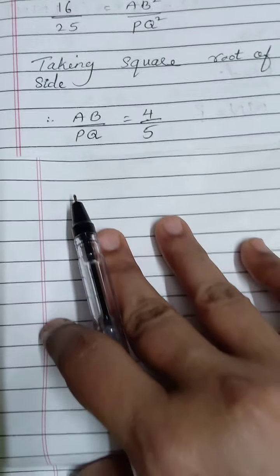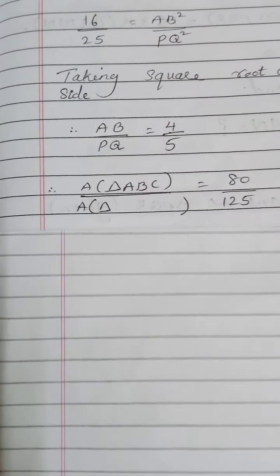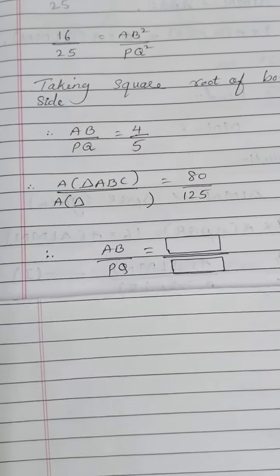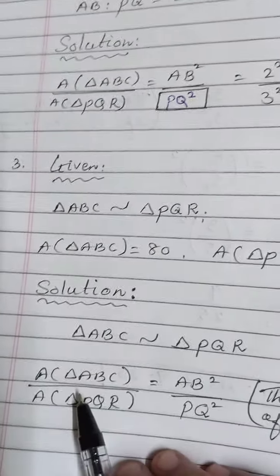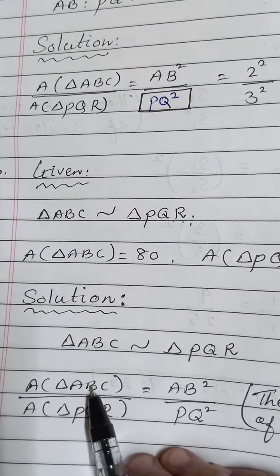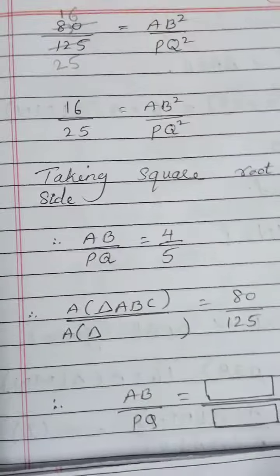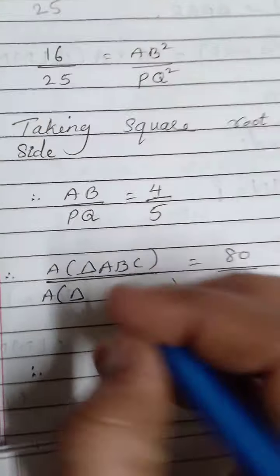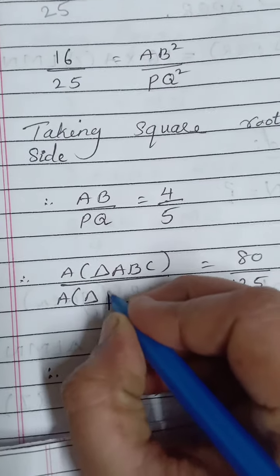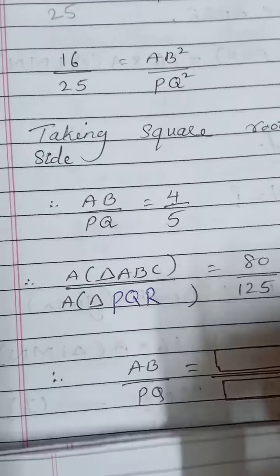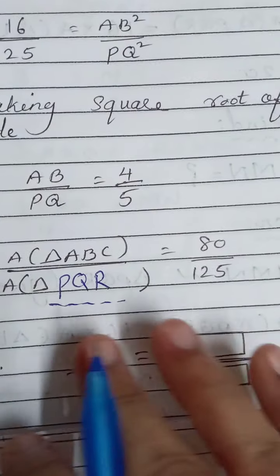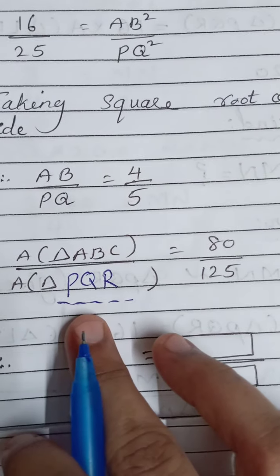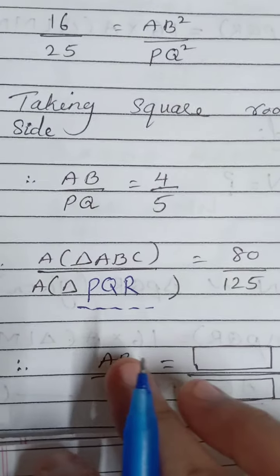Now we will write all the steps which are given to us in the textbook. So these are the steps which are given to us in the textbook. As we know, in the denominator of area of triangle ABC, we want area of triangle PQR. So we can write here area of triangle PQR. Okay. If you want, you can take the blank. I am writing with the blue pen, so it will be easy to see here also that a blank was there. So I have written with a different pen.